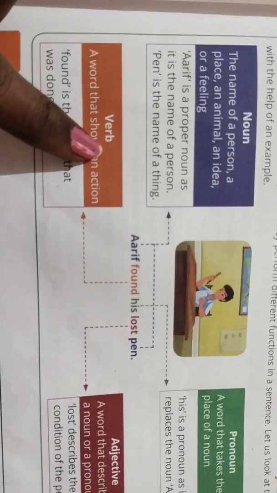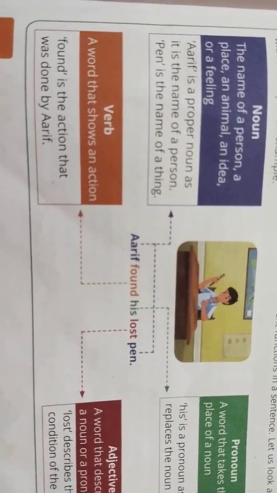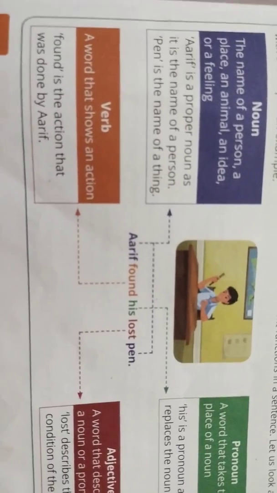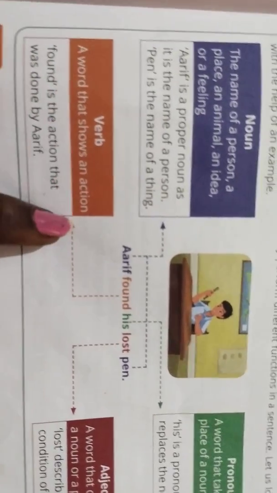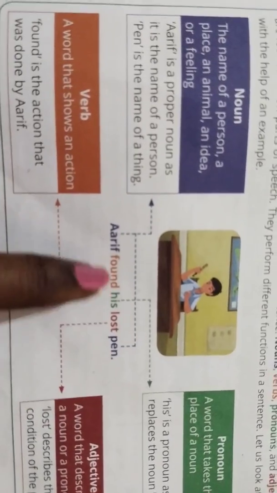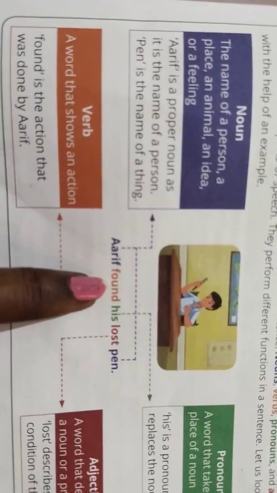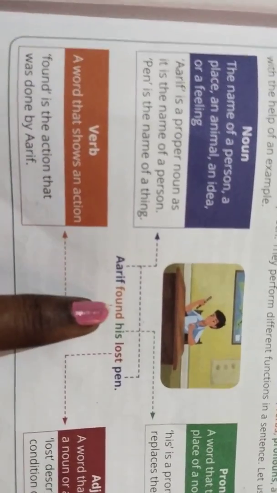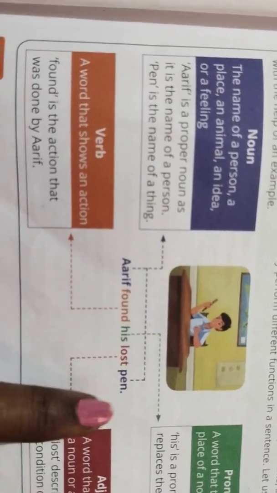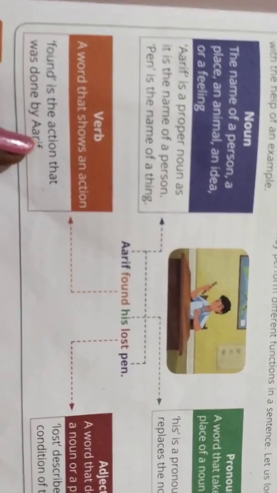Then we all know about the verb. Verbs are action words. What are the actions done by the person or animal or whatever else? That we'll tell as a verb. A verb is a word that shows an action. So here in the sentence, found. What is he doing? He lost his pen and he was searching for the pen. So at last he found that pen. What was the action done by Arif? He found his lost pen. So here found is the action that was done by Arif.